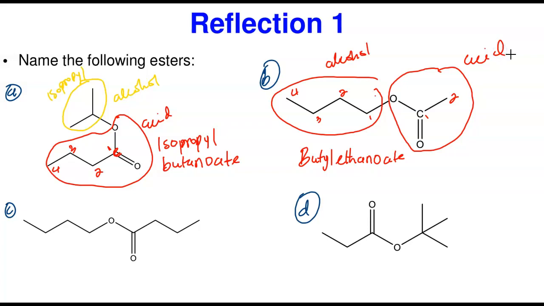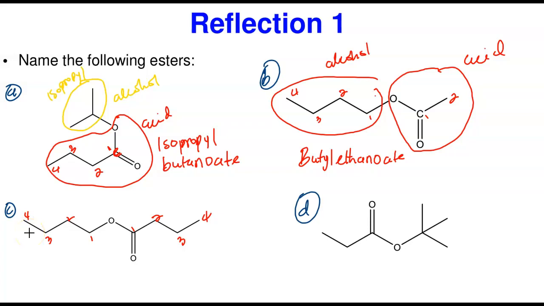Now we go to the C part. In the C part again, this is the side that is contributed by the acid. We know that. This is the part contributed by alcohol. So we know how long is this? This is 1, 2, 3, 4. So this is going to be butanoate just like this one. What about this side? Let's count this side. 1, 2, 3, 4. This is going to be butyl.